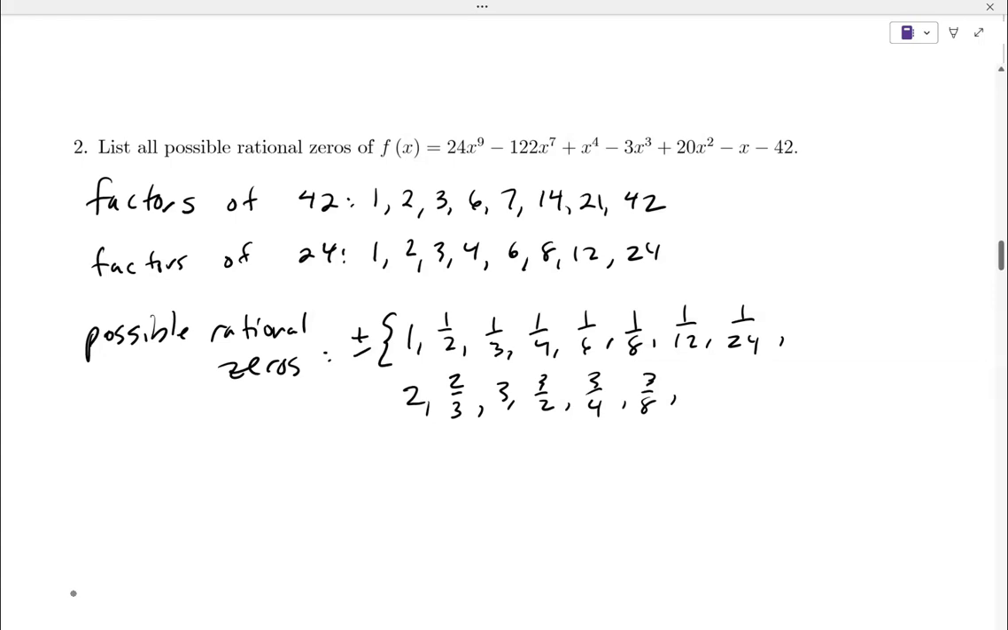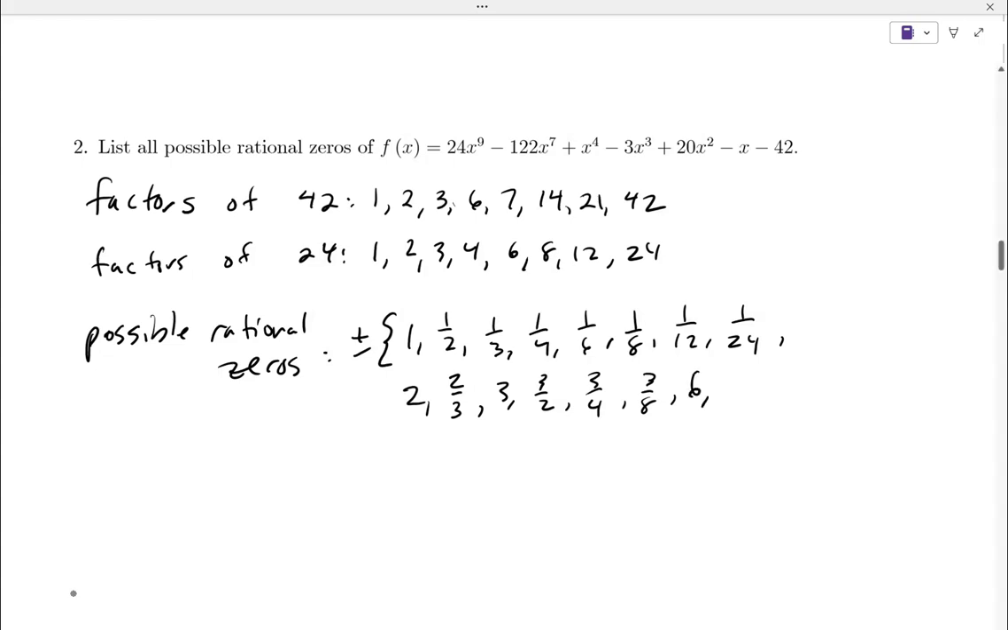I think that's it for the 3, isn't it? 3 over 1, 3 over 2, 3 over 3 is 1, which we've listed. 3 over 4, 3 over 6 is a half, which we've listed. 3 over 8, 3 over 12 is a quarter, which we listed. And 3 over 24 is an eighth, which we've listed. What about the next ones?